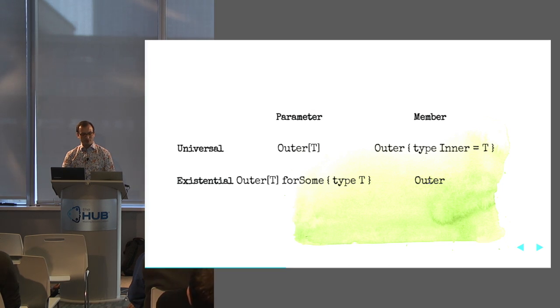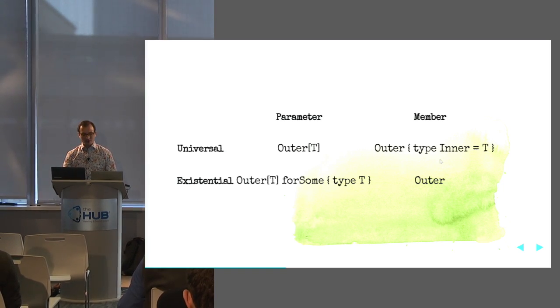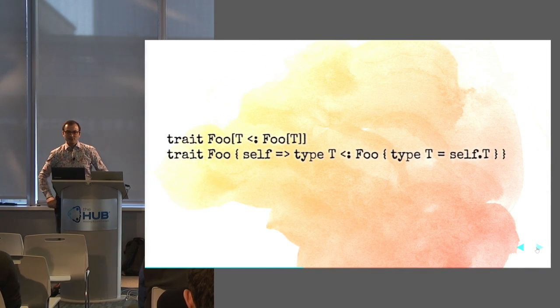So this is really important. If we wanted to universally quantify a member or existentially quantify a parameter, we would have to write one of these two options here, which are just long and cumbersome. It's really not what we want to be writing, at least not frequently in Scala code. But you can do everything. You can write all combinations of these things.